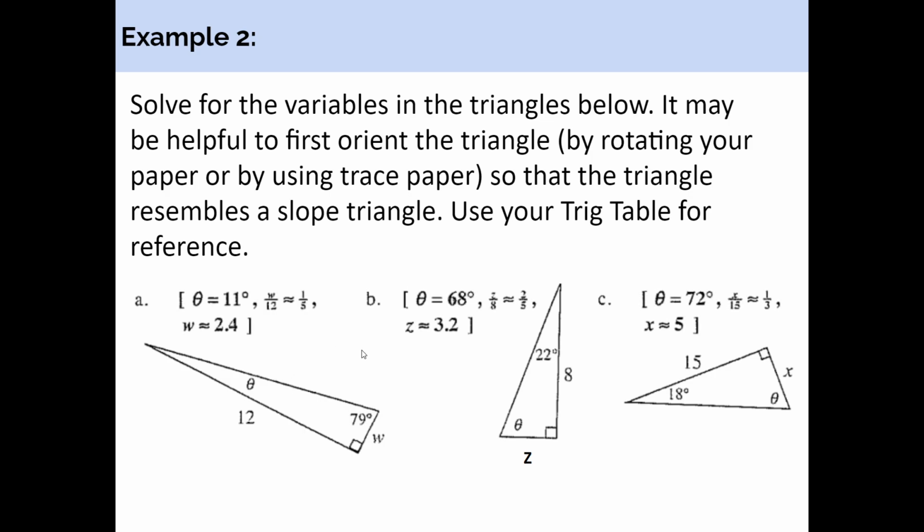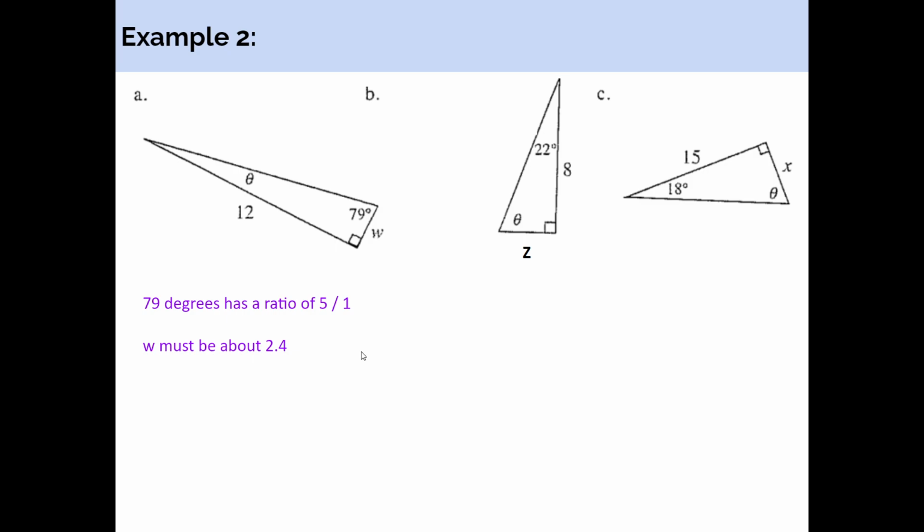So here's some of the work. And here's my brief explanations. 79 degrees has a ratio of 5 over 1. W must be about 2.4. 22 degrees has a ratio of 2 over 5. Z must be about 3.2. So again, we'd be multiplying 8 by 2/5 or 0.4.